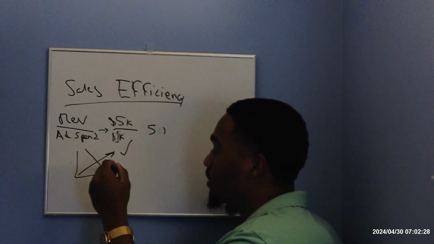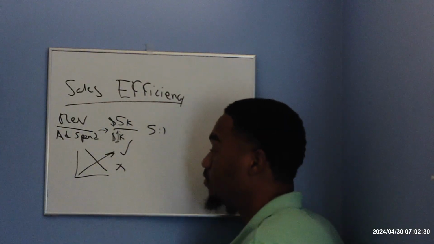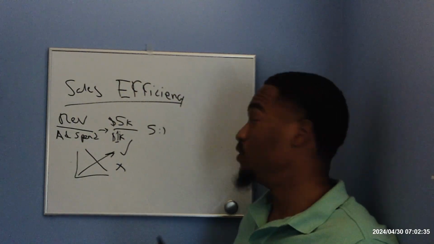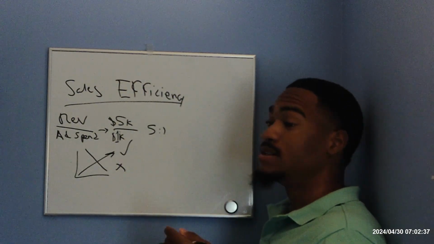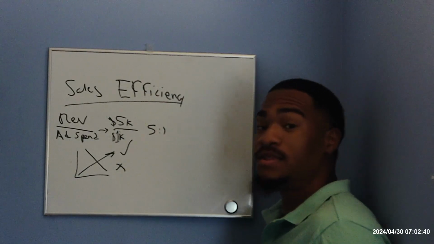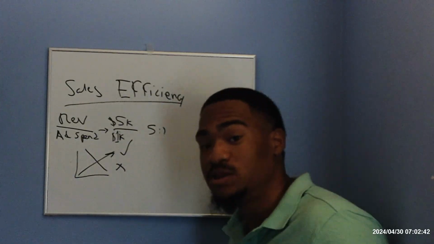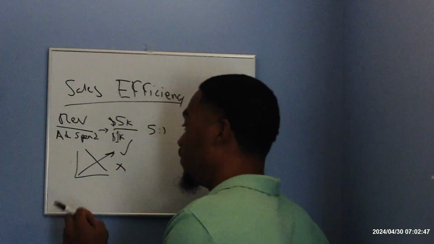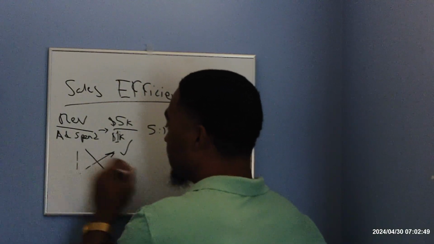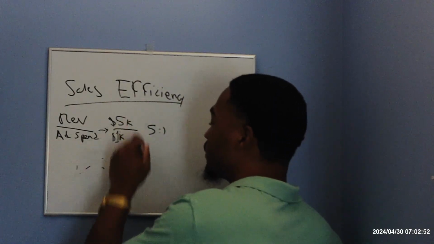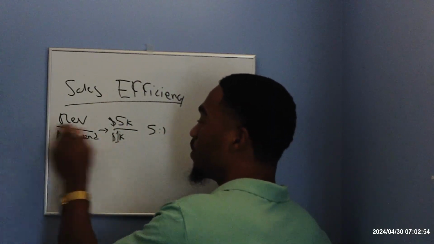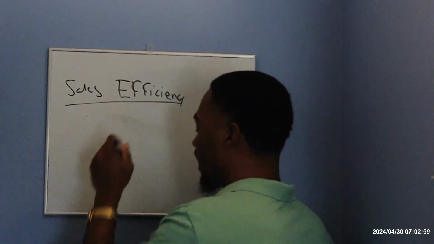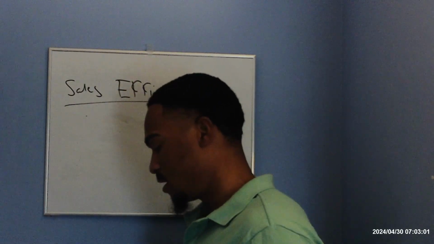The lower your sales efficiency, the less money you make per dollar you spend. And you definitely don't want to have a sales efficiency ratio that's less than 1. That means you're just losing money. And that's not what we're here to do. We're here to make money and scale. So the main thing we want is a positive sales efficiency ratio. 5-to-1 is great, 2-to-1 can be just as good.